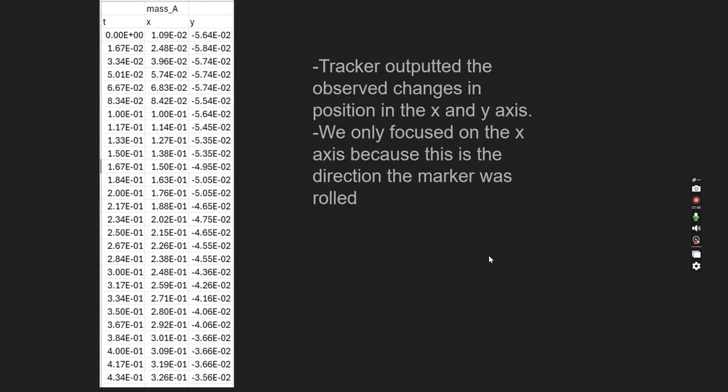The Tracker software output showed that the position was changing at a constant rate, meaning velocity was constant. We only focused on the x-axis because any change in the y-axis would have just been a mistake, since we only rolled it along the x-axis.